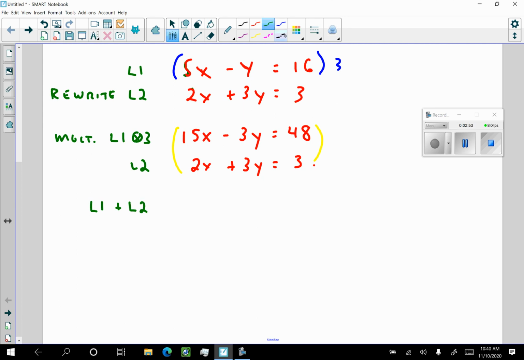If I add them together, I have 17x, the y is a 0, equals 51. And now I'm going to solve for x. It's easy. If I divide both sides by 17, x is going to equal 3. Now what am I going to do? I'm going to put x equals 3 in the original L1 and solve for y.